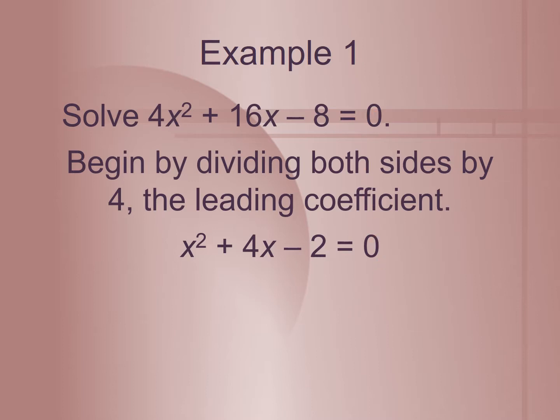Now I can complete the square. I will put it in the form of x squared plus bx equals c, so I have to add 2 to both sides. Then I can complete the square by taking half of the 4 and squaring it. So half of 4 is 2, and 2 squared is 4. So I'm going to add 4 to both sides.